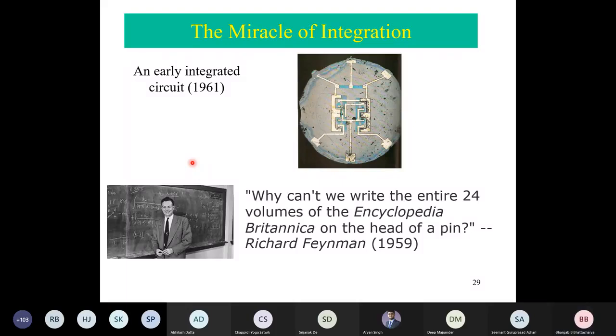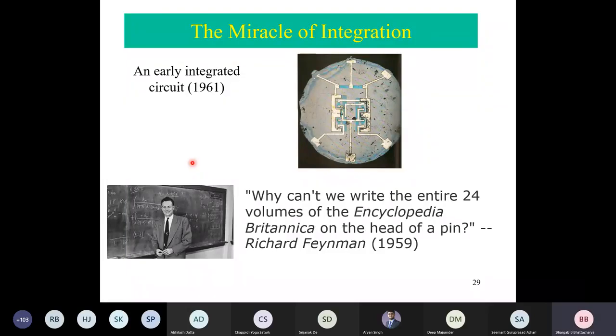So his question was, can't you compress this entire 24 volumes of Encyclopedia Britannica on the head of a pin, on a small area? Is it possible to integrate the complexity of so much information, or compress so much information, on a small device?